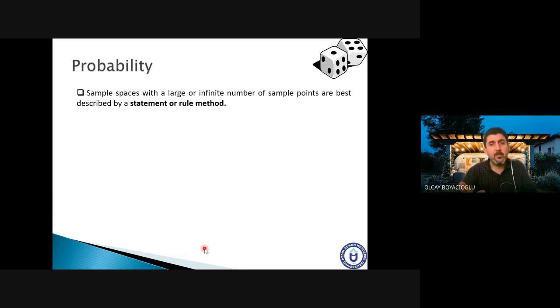However, we cannot show everything by the tree diagram. Okay, because sometimes you have huge numbers of data, huge, big numbers of data. So that means if you start writing every single outcome, you don't have enough time. You don't have that much time in your life, basically. Okay, sample spaces with a large or infinite number of sample points are best described by a statement or rule method.